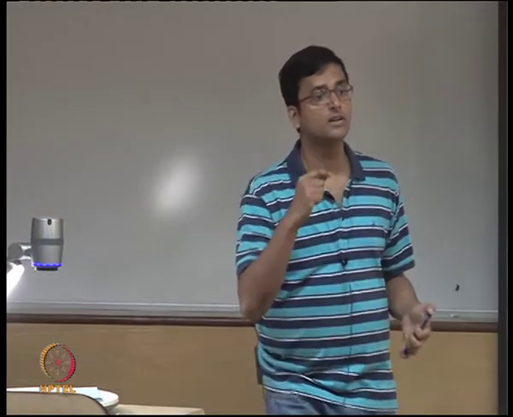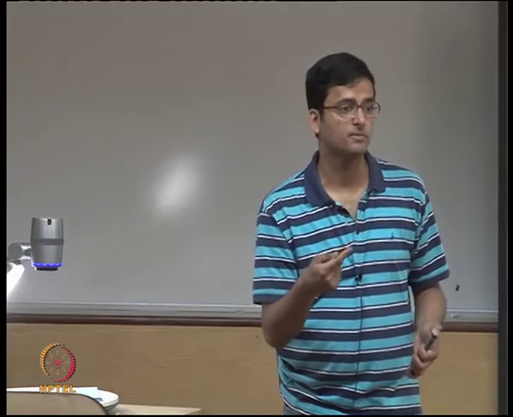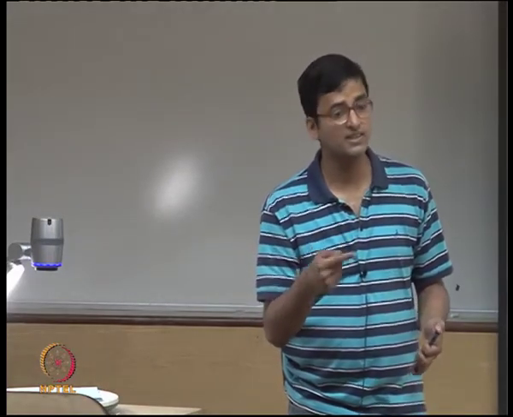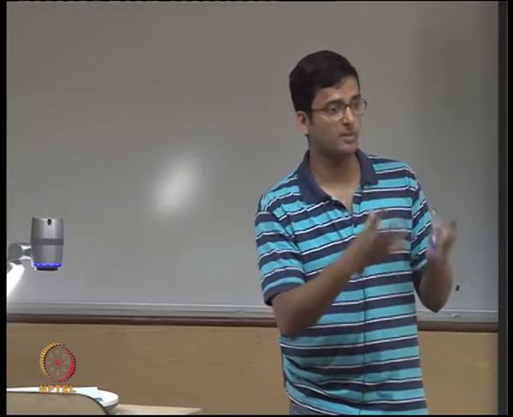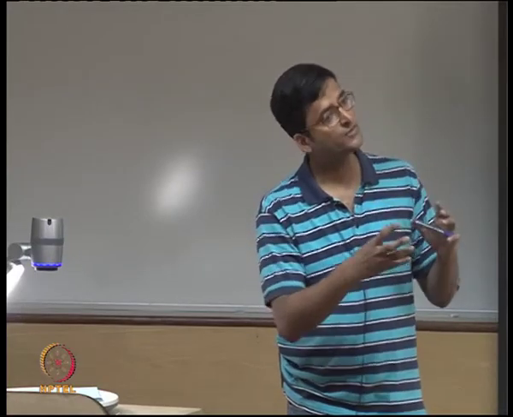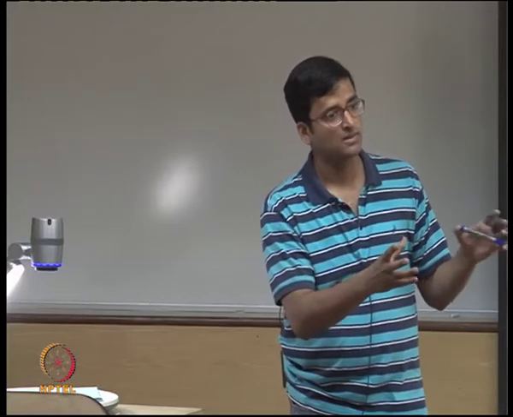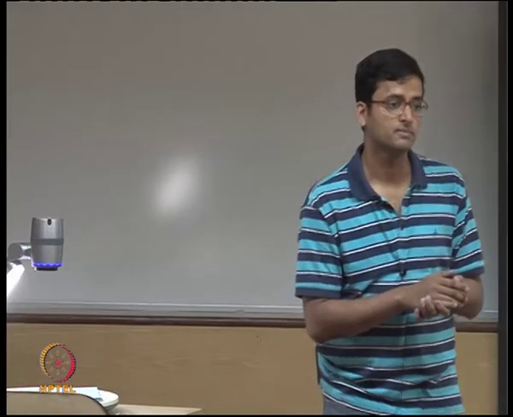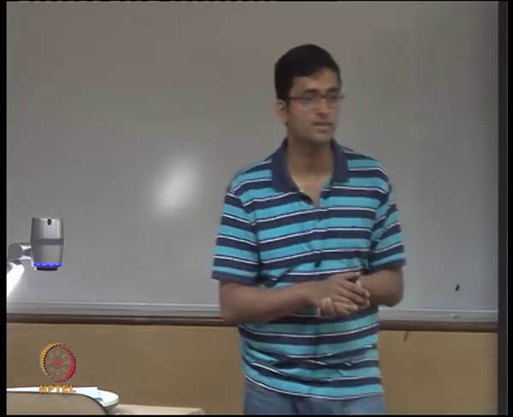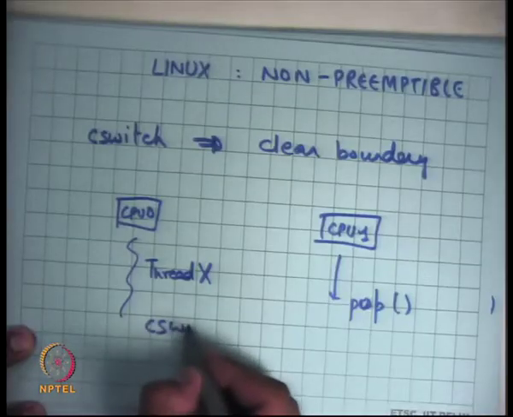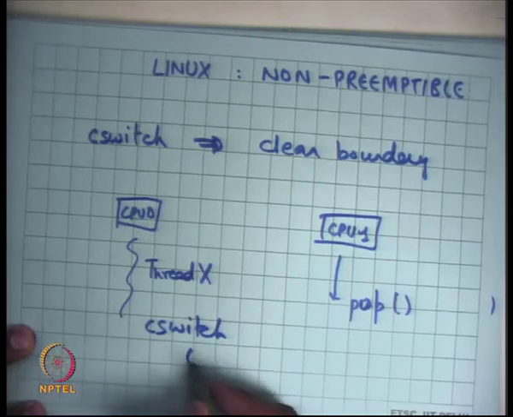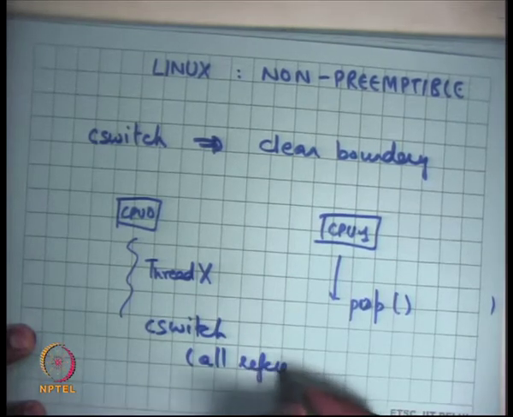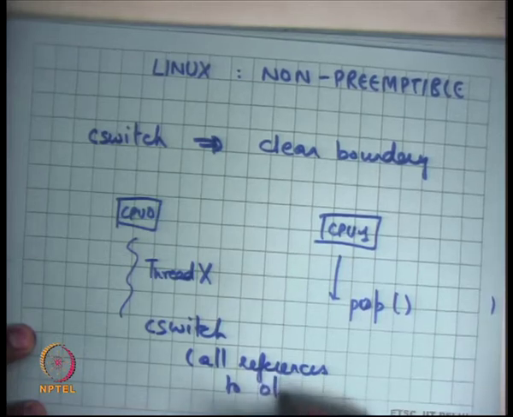Question is, till when can these threads hold a reference to old top? So my assertion is that because the Linux kernel is non-preemptible, if there's a context switch on all these other CPUs, then I'm sure that after the context switch, nobody can be holding a reference to old top. Make sense? Right? So if there's a context switch here, then I'm sure at this point all references to old top have been lost.